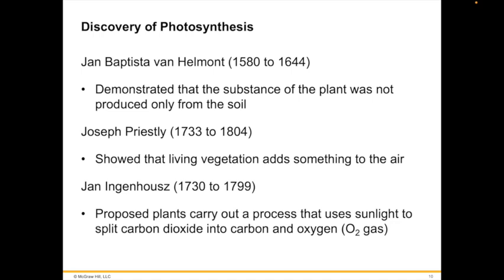How does vegetation restore air? That's the question. 25 years later, the Dutch physician Jan Ingenhousz demonstrated that the air was restored only in the presence of sunlight and only by a plant's green leaves, not by its roots. He proposed that the green parts of the plant carry out a process that uses sunlight to split carbon dioxide into carbon and oxygen. He suggested that the oxygen was released as oxygen gas into the air, while the carbon atom combined with water to form carbohydrates.